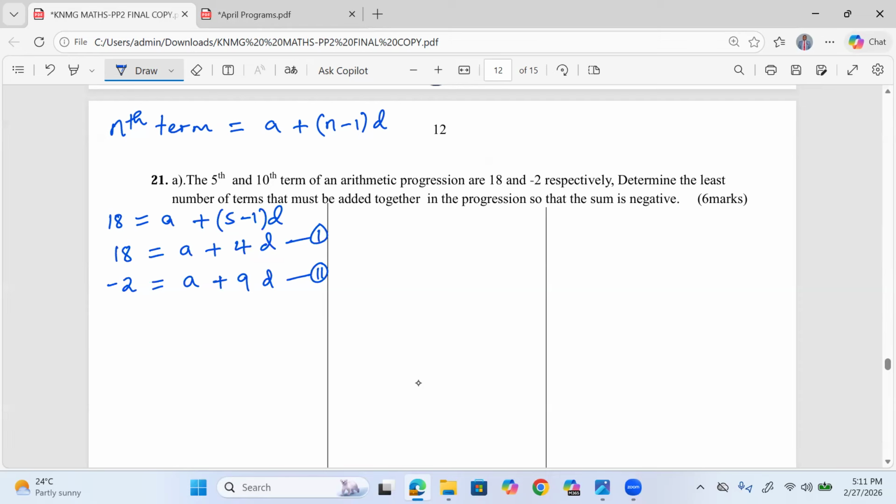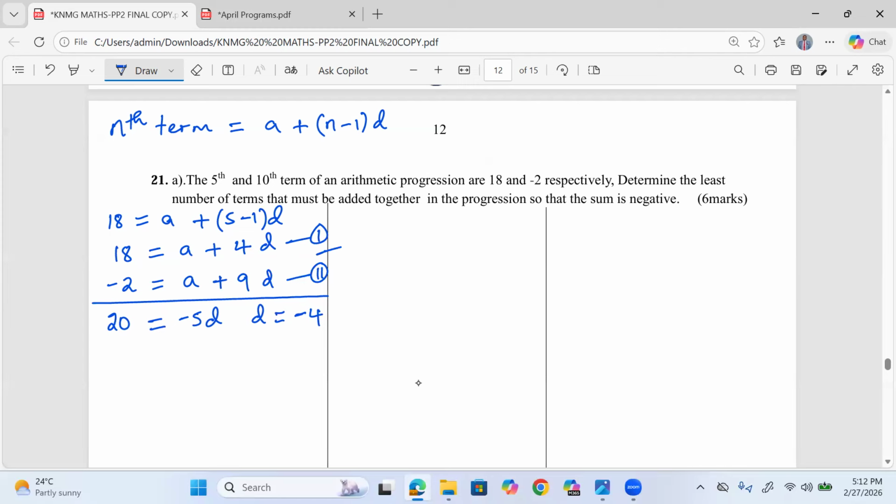We call them simultaneous because the coefficients of a are the same in the two equations. Please allow me to subtract downwards. 18 minus -2 becomes 20. This equals a minus a, which cancels, and 4d minus 9d becomes -5d. Meaning that d shall be given by dividing through, and we get -4. So the value of d is -4.